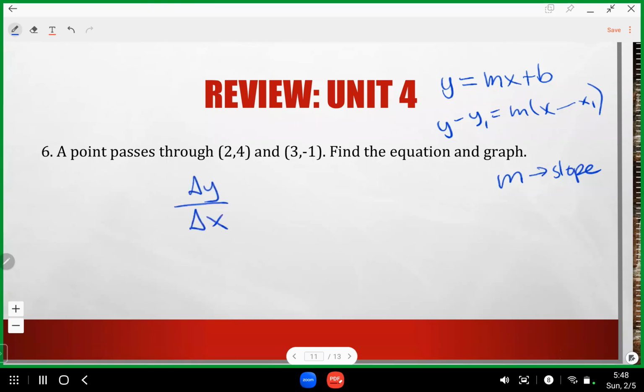What does delta mean? Delta is the change, so the slope here is the change in y over the change in x, which is just going to be the difference of the y values over the difference of the x values. So it's quite simple. So let's say it's -1 minus 4 over 3 minus 2. Therefore, we get the slope is just going to be -5. That's just the slope. Now we can't really use the slope-intercept form here. We can't use that because we don't know what the y-intercept is.